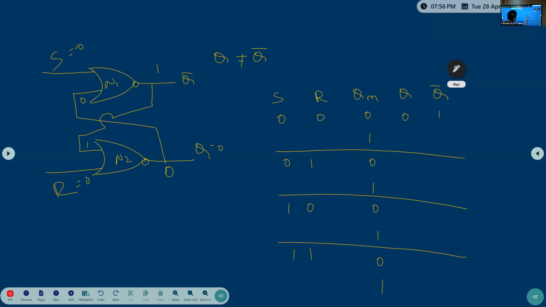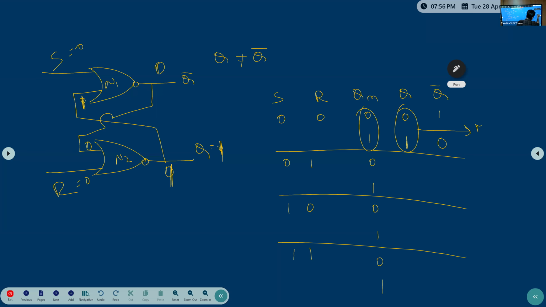Now S equal to 0, R equal to 0. My Q memory is 1. Any one of the input is high, output is low. This one is 0, so 0 comes here. 0 0, this one becomes 1. What is the output? Q becomes 1, output is 1, and this one is 0. Whatever the Q memory is, the same thing Q passes.